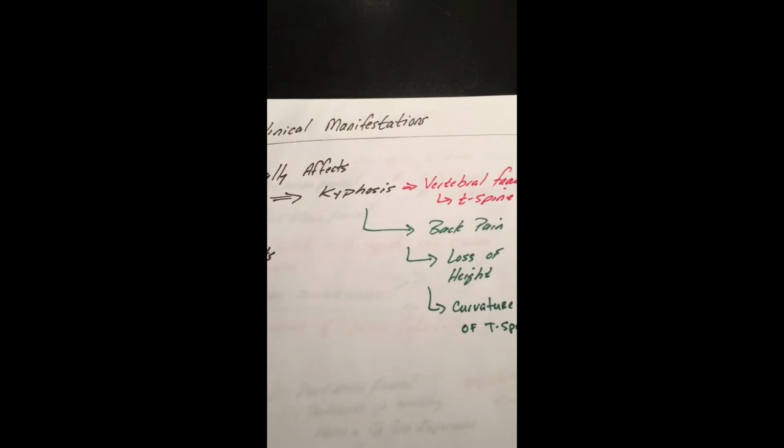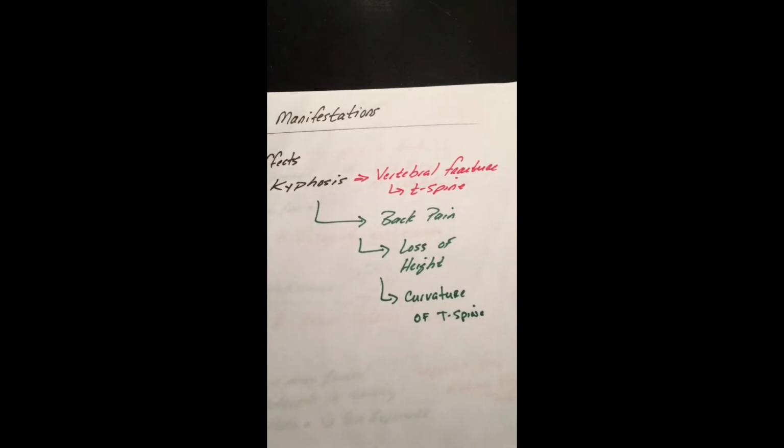A couple of the clinical manifestations that you will see on your patient may be something like back pain, loss of height, or curvature of the T-spine. Now, my grandmother, perfect example, lived up to be 92 years old. One of the problems that we saw as she got older is that she became shorter and shorter, because again, her T-spine continued to collapse onto each other. So she had a loss of height.